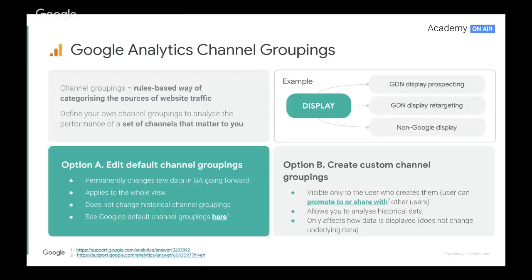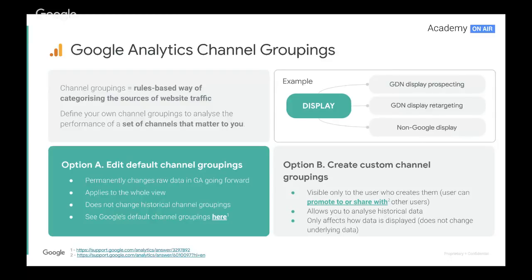So I'm looking over at option B. Again, this is where you can go ahead and create your own custom channel groupings. This one's nice because it's completely risk-free. You can immediately select it in the reports, and you can apply it retroactively and look at historical data that's classified by your new definitions that you've just created.